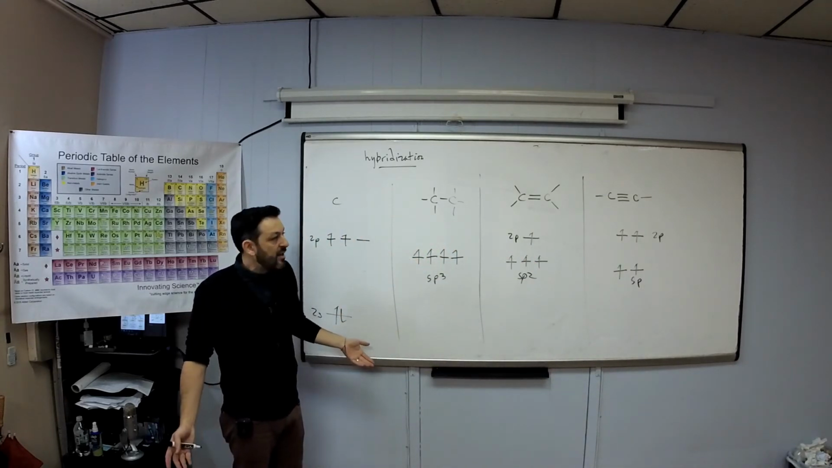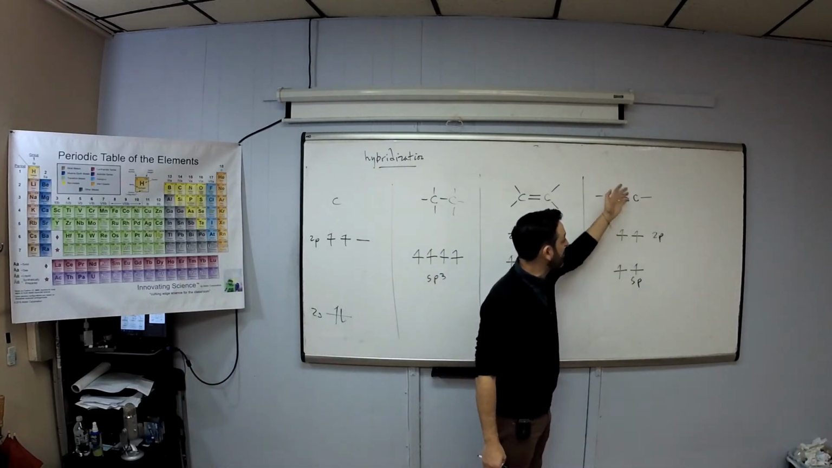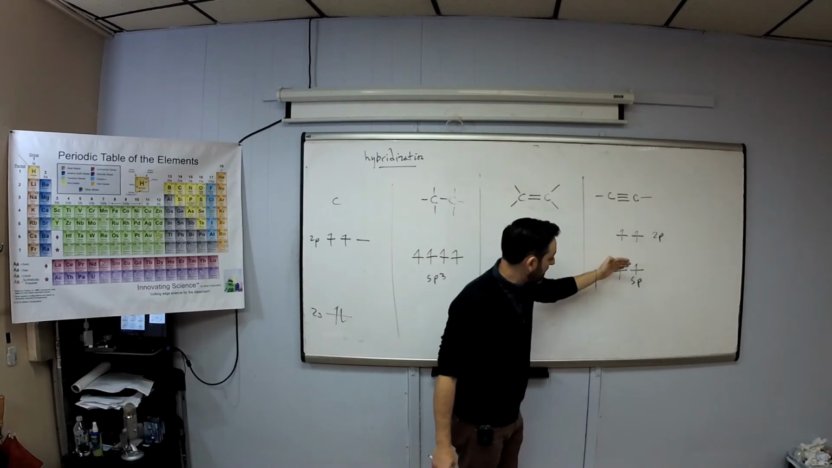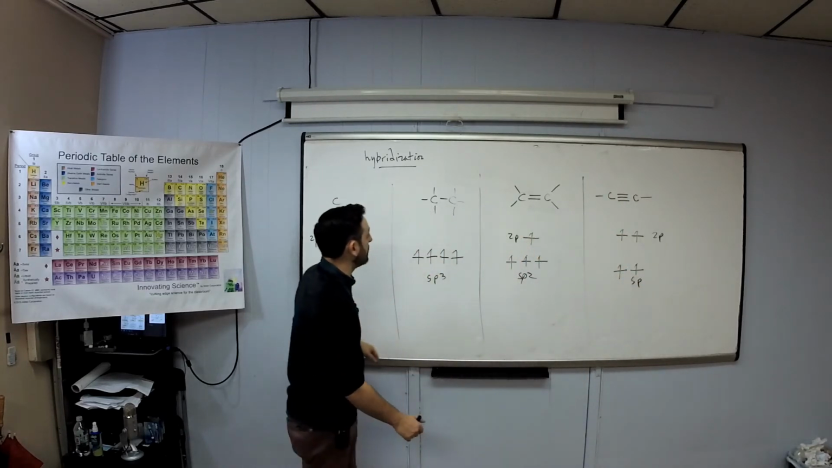Well, that makes sense. How do you prove that the reason the bond is shorter is not the number of bonds, but because of the type of orbitals you use? How do you prove that? And the answer came here.